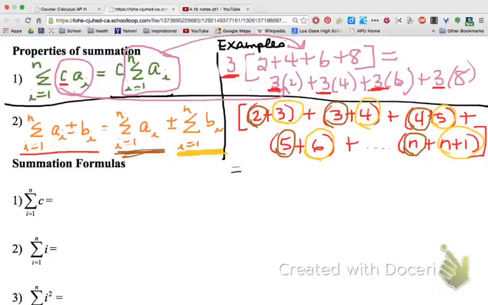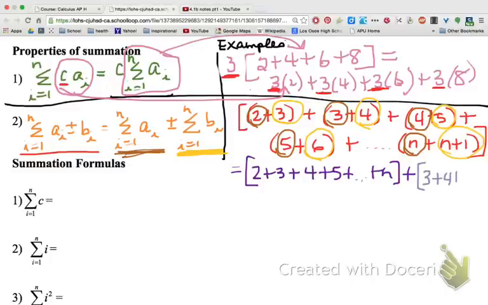where I would have 2 plus 3 plus 4 plus 5 plus up to n, and then I would be adding the second piece, which would be the 3 plus 4 plus 5 plus 6 plus n plus 1. And of course, it doesn't make any difference which order I add it in. So it's all about convenience for me.